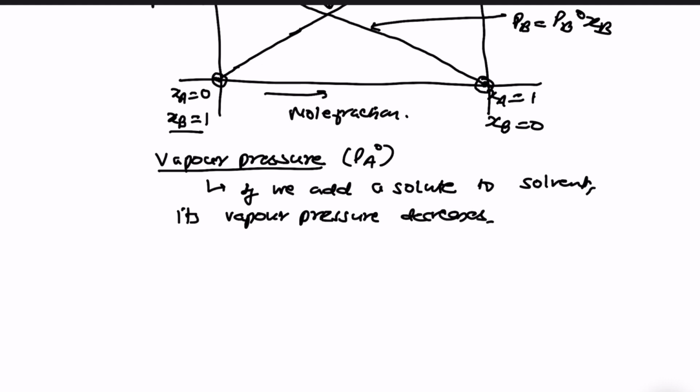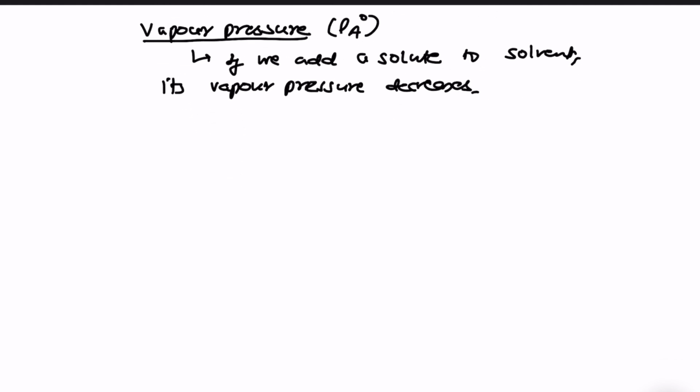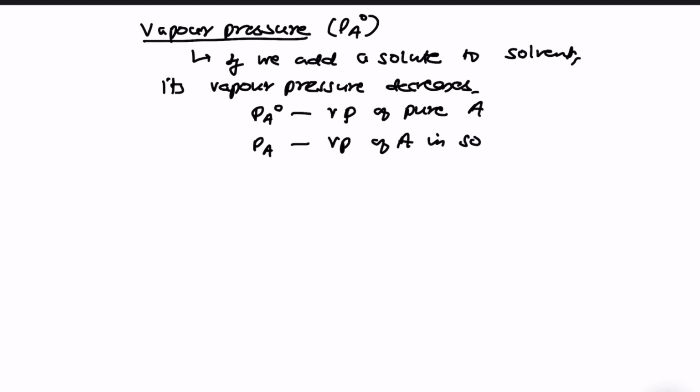That is why while discussing Raoult's law of relative lowering of vapor pressure, we saw that if PA naught was the vapor pressure of pure A, and if PA is denoting the vapor pressure of A in solution, then whenever we add a certain solute to a solvent, always remember there will be a lowering in vapor pressure.